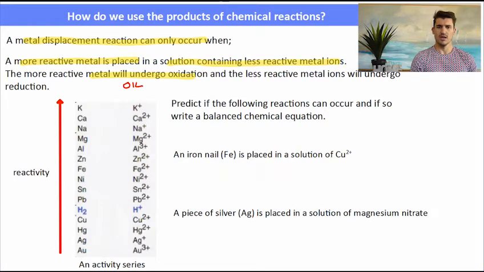Now we can build up a series with all the metals listed in order from least reactive to most reactive, and that's called an activity series. In our activity series, we have the metals on the left and we have their ions on the right. So we can see in this activity series, potassium, K, is a very reactive metal, so it's right at the top. Au, which is gold, is right down the bottom, very unreactive metal. And then we have all the metals in between.